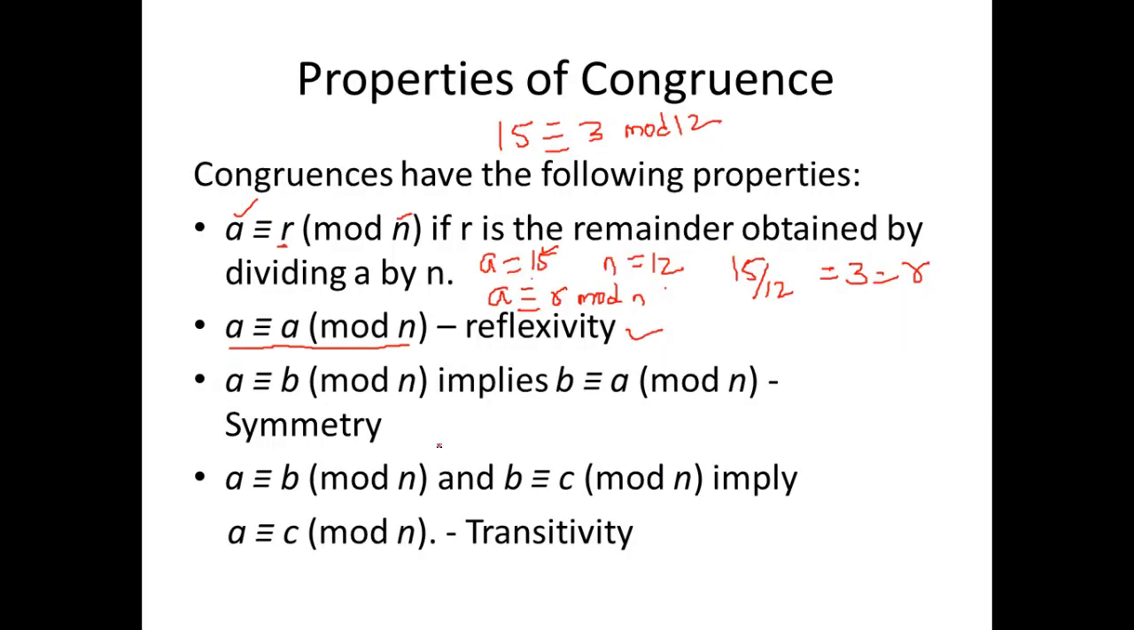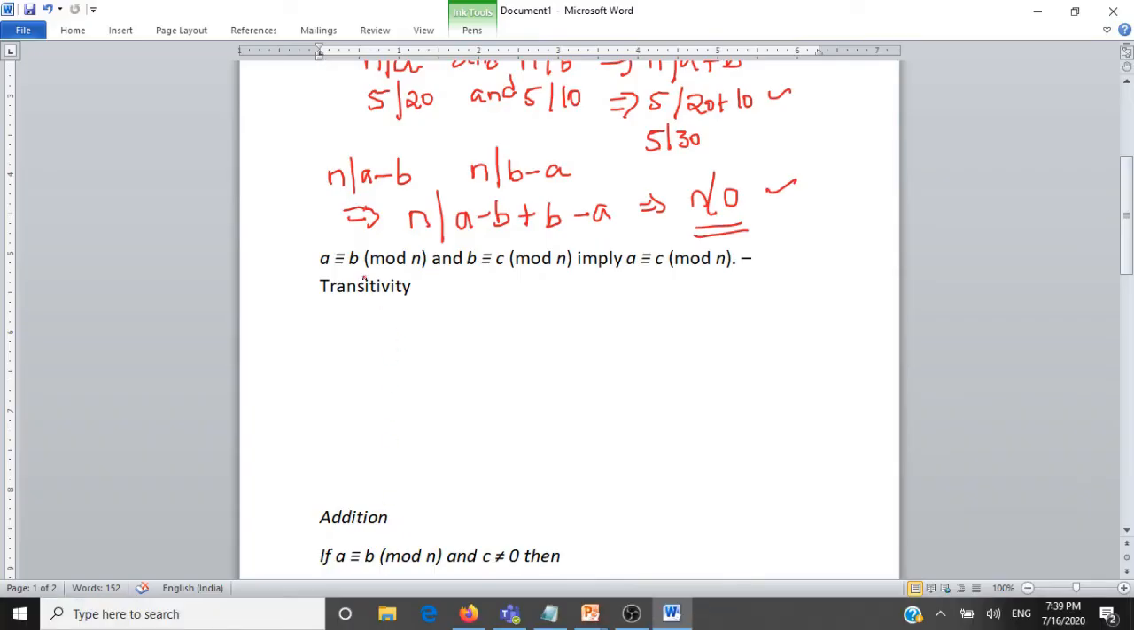The next property is the transitivity property. It says A is congruent to B mod n, and when B is congruent to C mod n, this implies A is congruent to C mod n. We can use the same property of the divisors to prove this one too. Let's take a look at that. So we have A is congruent to B mod n. That means n divides A minus B. And we say B is congruent to C mod n. That means n divides B minus C.